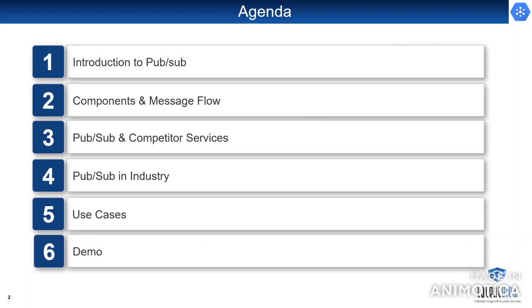And then PubSub and its competitor services. Here we'll explain what are the similar services available in the market. Fourth is PubSub in industry. Here we'll explain why few companies chose PubSub over other services. And fifth is use cases. We'll be explaining two use cases of PubSub. One is notification service and other one is use of PubSub in fraud detection.